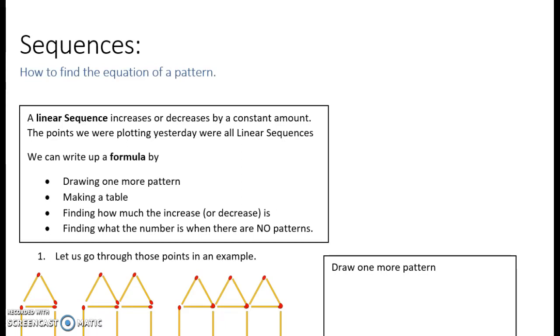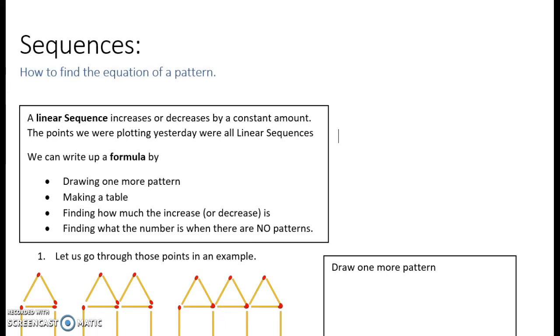We can write up a formula for those sequences so that we could predict or find another point on the line or know how many matches I would need to draw a different pattern. What I'd need to do is first draw one more pattern. Why do we do that? So that we know how much it's increasing by and we've got a good idea of what we're looking at.